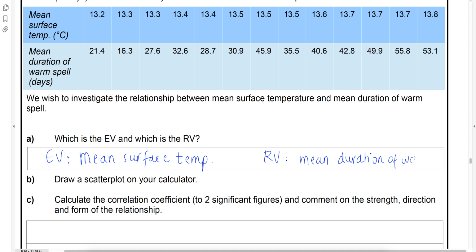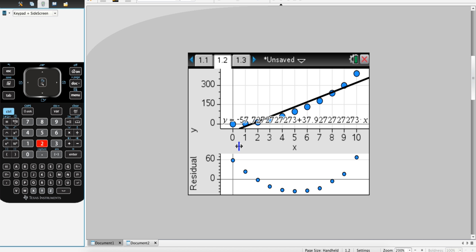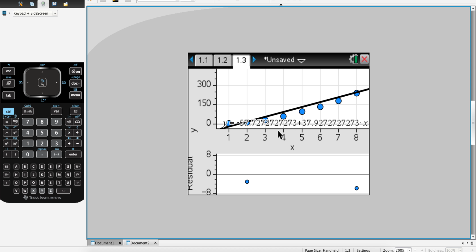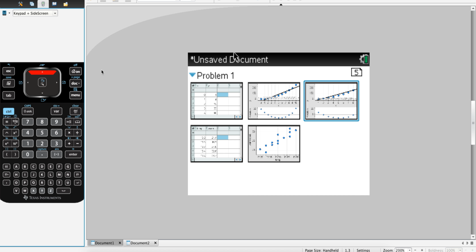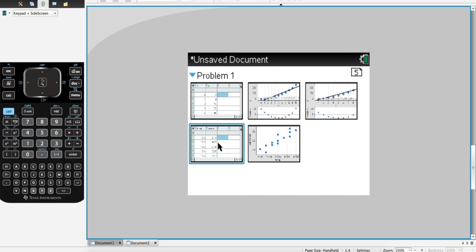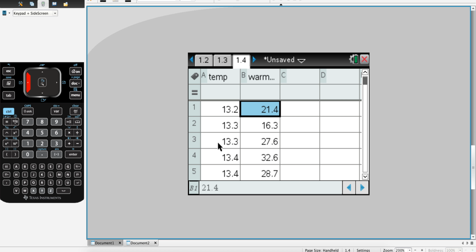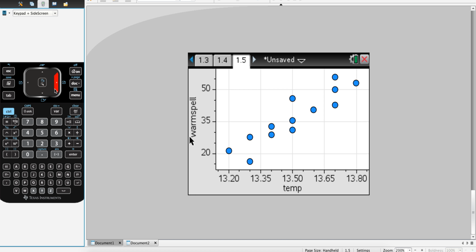Now you'll see our next step is to get a scatter plot. Let's have a look at the data. So I've done this already. I have actually entered it in. Just find it. I'll just go up to this and to there. There's the data there. And of course, like I said, scatter plot.